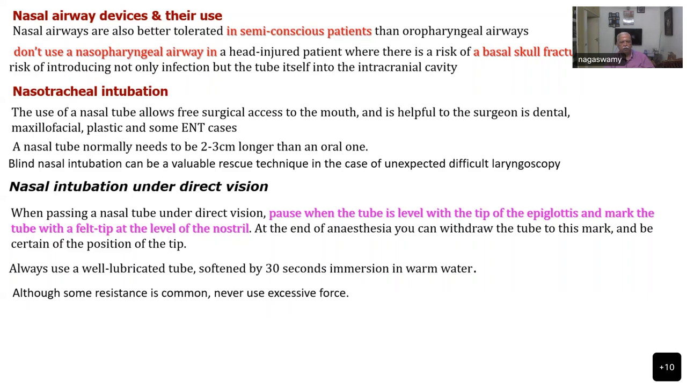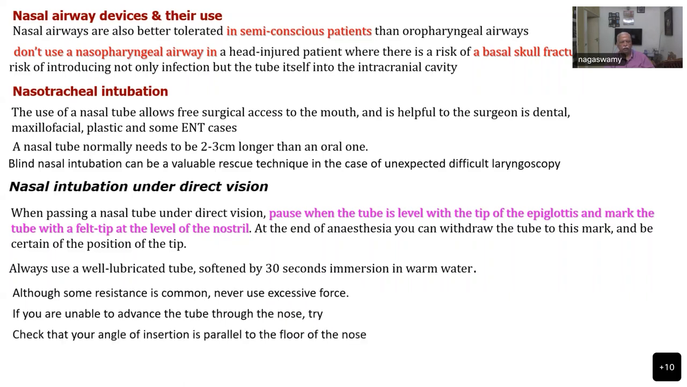Although some resistance is common, never use excessive force to pass the tube through the nostril. If you are unable to advance the tube through the nose, then try the other one. Check that your angle of insertion is parallel to the floor of the nose. Try gentle rotation of the tube. Try insertion through the other nostril. These are the alternatives if you are not able to pass the tube through the first nostril. Or use a smaller tube. So you have four options: you must do the angulation correctly, you can gently rotate the tube, you can insert it into the other nostril, or reduce the size of the tube. Instead of using 7.5, you can use a 7 for an adult.